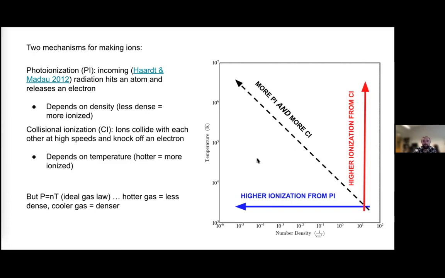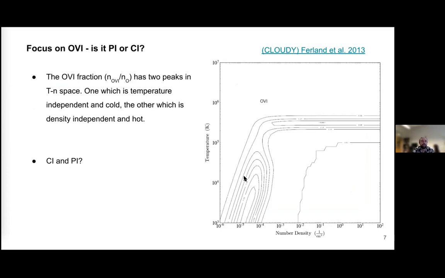So what is the point of keeping track of both of these things separately? Well, if you don't keep track of them separately, then you'll kind of misunderstand what's going on. So here's an example. This is the oxygen 6 ion fraction plot.